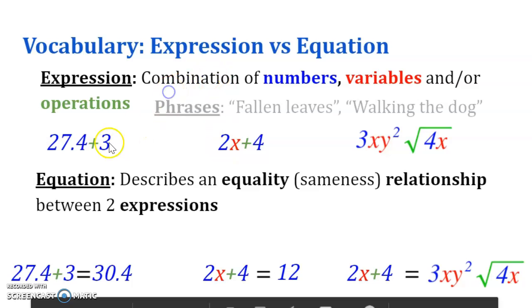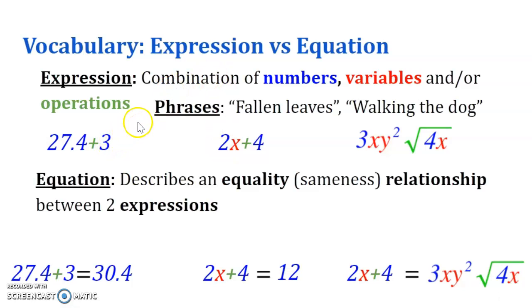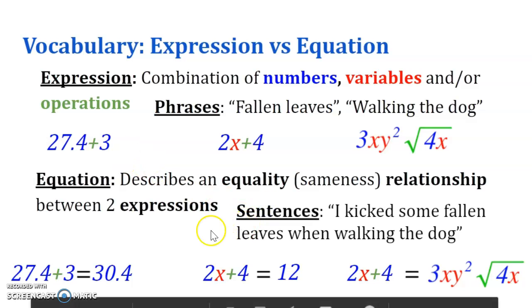So you can think of expression as English phrases. So fallen leaves like walking the dog is not a complete sentence, but it's just part of a sentence. While an equation is a complete sentence. So like I kicked some fallen leaves when walking the dog.